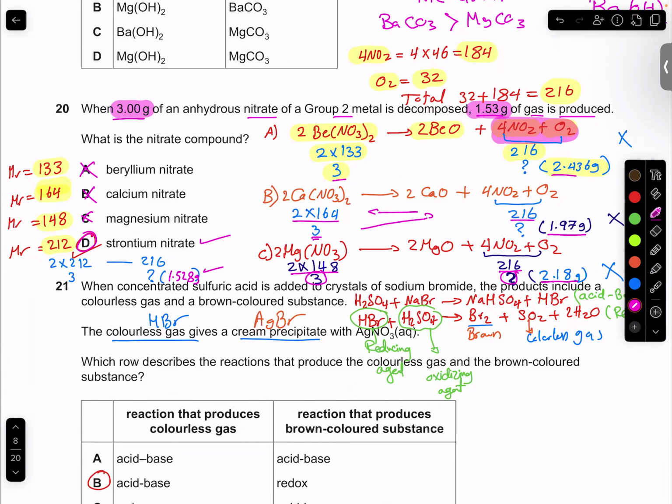Let's make sure for D, strontium nitrate. The Mr of strontium nitrate is 212. So 2 times 212, because it's the same equation, produces 216. So 3 grams produces, by cross multiplication, 3 times 216 over 2 times 212, which equals 1.528 grams, which is 1.53. So the answer is D.